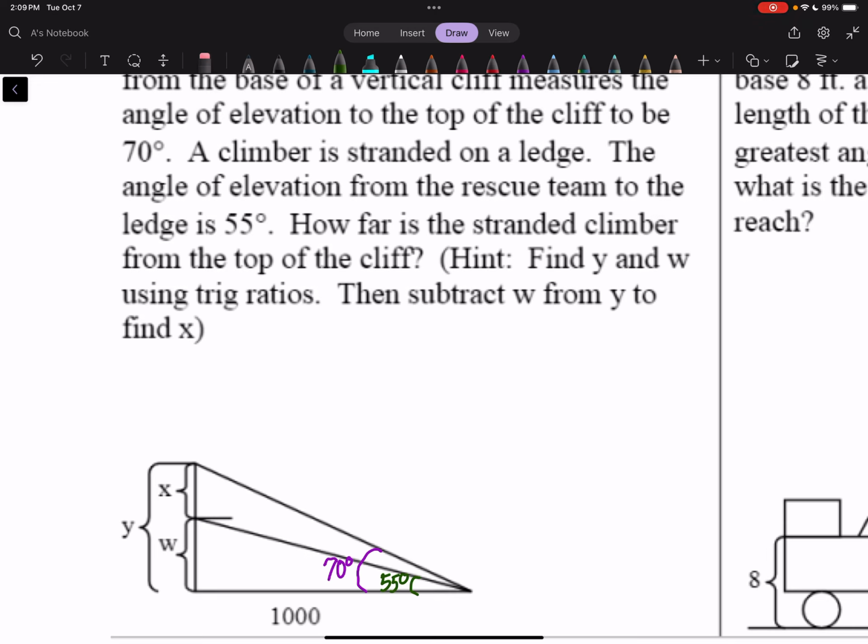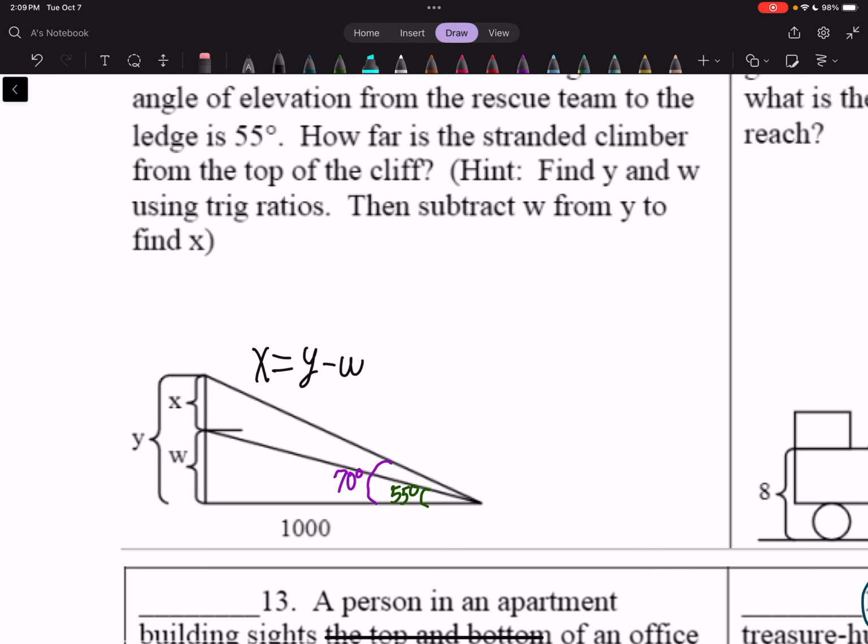How far is the person stranded from the top of the cliff? So I'm looking for the x value. Well, I want you to notice x is equal to the total distance minus the bottom distance, w. Using this, I can find my answer.